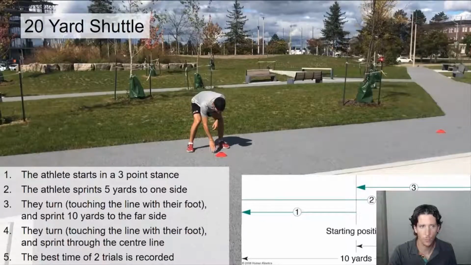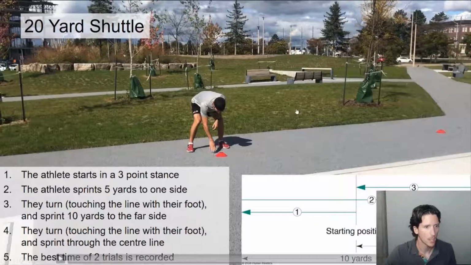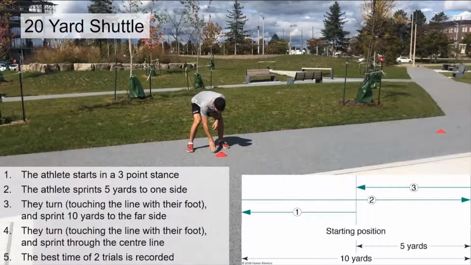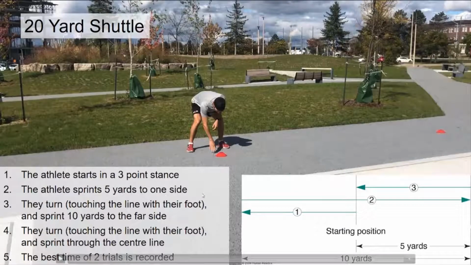So our next test will be the 20-yard shuttle, and I'm just going to pop off screen for a second so that we can show the setup of it. We have the athlete starting in a 3-point stance. They will then sprint to one side, turn, touching the line with their foot, sprint back to the other side, turn once again, touching the line with their foot, and sprint through the center line. Then the best of the two times will be recorded.